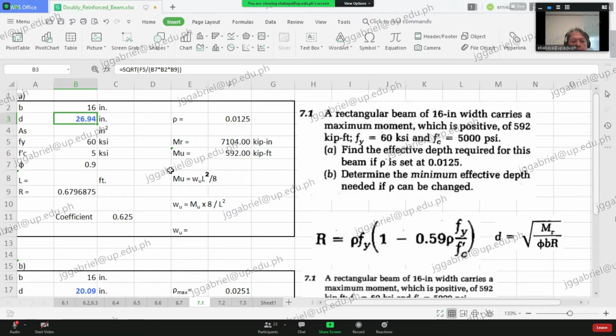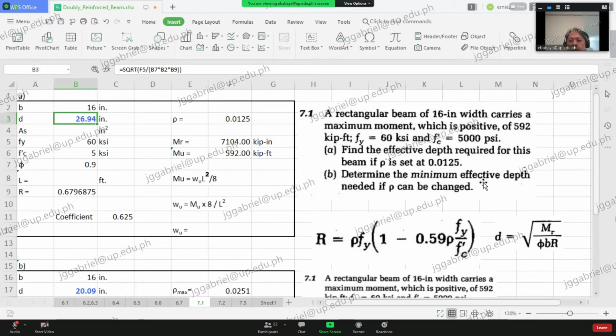Now, of course, if you are setting your depth, when you remove the decimal number, you have to round up so that you provide more strength. So the effective depth is 27 inches.